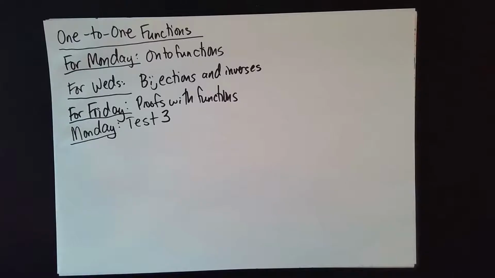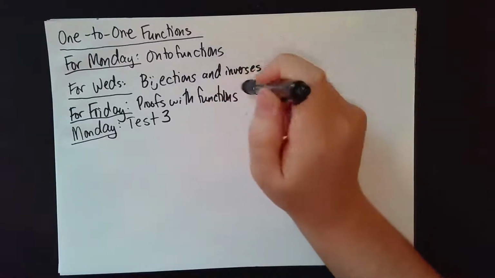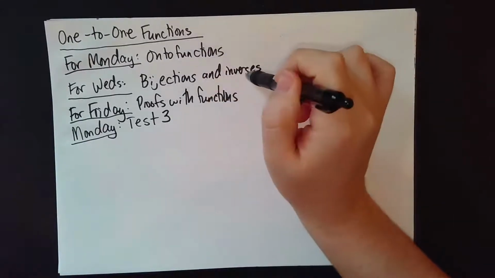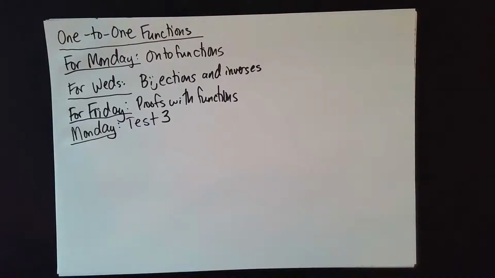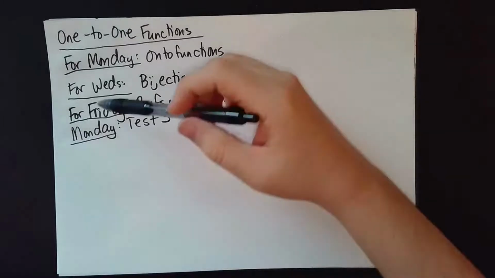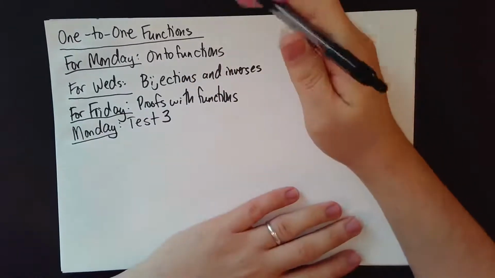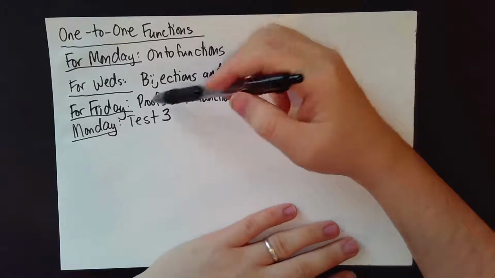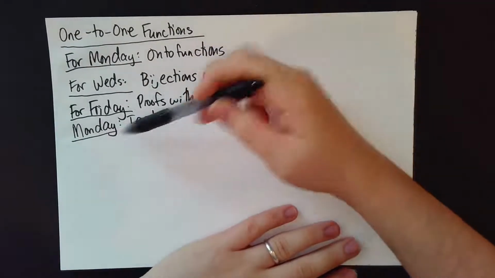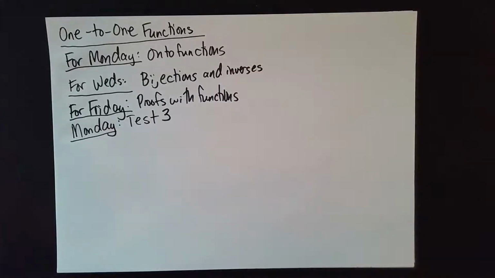Then on Wednesday, we'll talk about the next two videos, I believe, which are bijections and inverse functions. And then for Friday, we'll finish off talking about everything with functions. For Friday, we'll talk about things involving functions and proofs. And all of that is in advance of Monday. We'll have the last test of the course. That is, except the final, which will be at the end of the course, of course. But we'll have the test on Monday.